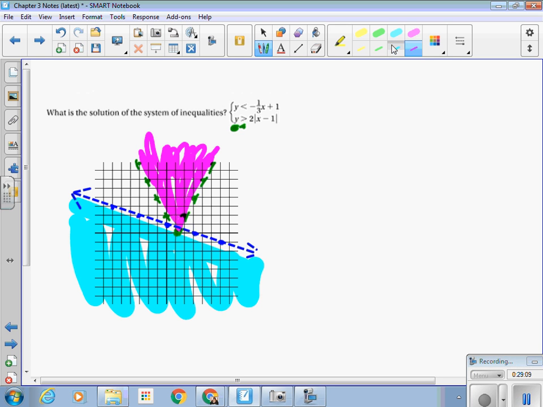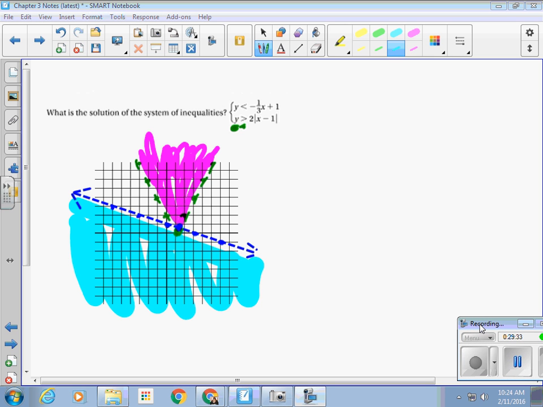So technically, my little overlapping region is right here. It's right by the vertex of the absolute value. Just in that little tiny region do we have the solution to these 2, where it's less than my line and greater than my absolute value function. Okay, take a moment, write your summary. Please remember our learning objectives. We're solving systems of linear inequalities.